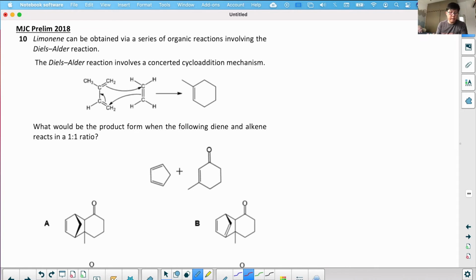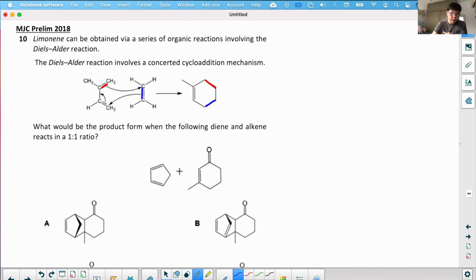Limonene can be obtained by a series of organic reactions. So this is the Diels-Alder reaction. Okay, so they already showed you what's happening. So I hope you can see that actually this pi bond, right, actually goes here. Let me see if I can draw it. It forms a bond over here. Okay, this is the one, and hopefully you can see that this pi bond actually forms here. Okay, it joins to that carbon.